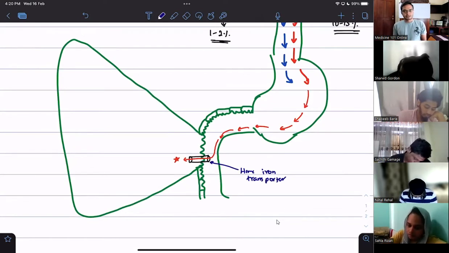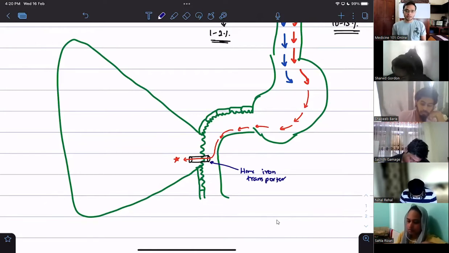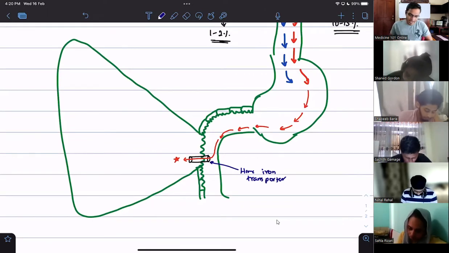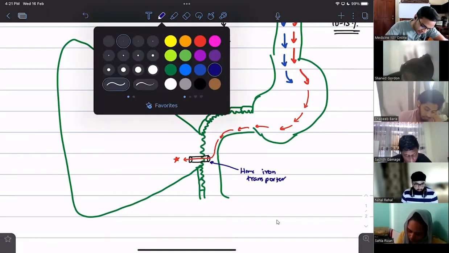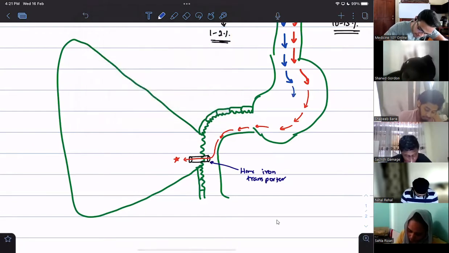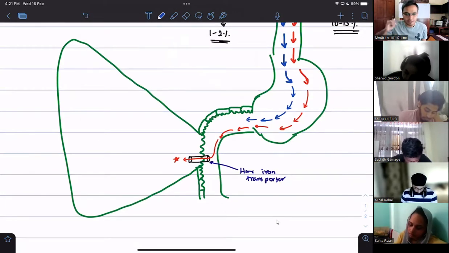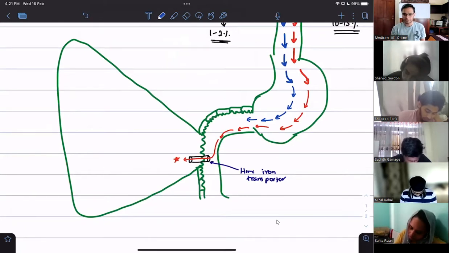So when heme iron comes, especially the ferrous form, it can be directly taken up into the duodenal mucosal epithelial cell. Now, what about the ferric iron, the Fe3+ coming in? This is a little bit of a problem, guys, because our duodenal mucosal epithelial cell does not have a channel to directly transport the ferric, Fe3+ forms, the inorganic forms coming from plants.